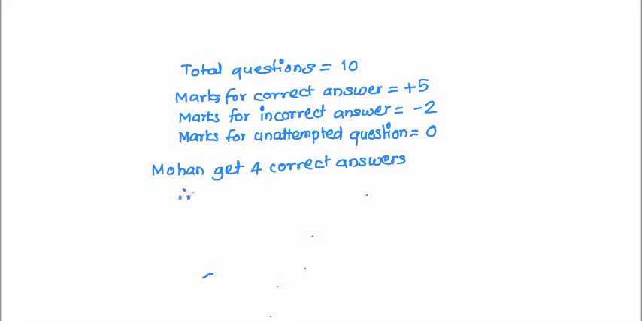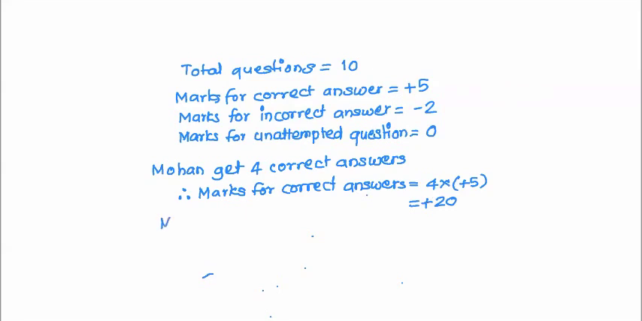Therefore, marks for correct answers are equal to 4 into plus 5, because we get 4 correct answers, and for every correct answer we get 5 marks, plus 5 marks. So now here we will multiply the weights. 4 into 5 is 20, and here plus sign, here also plus sign, 2 positive signs. So answer gets a positive sign, so plus 20 marks.